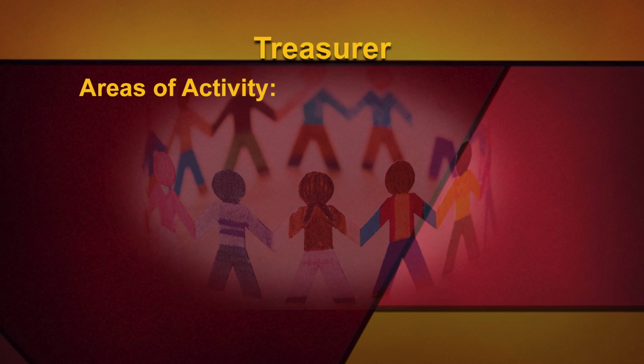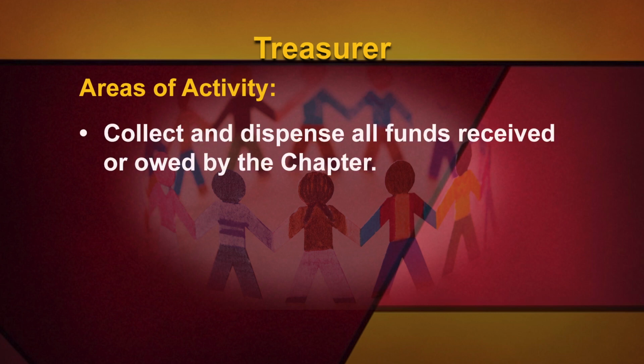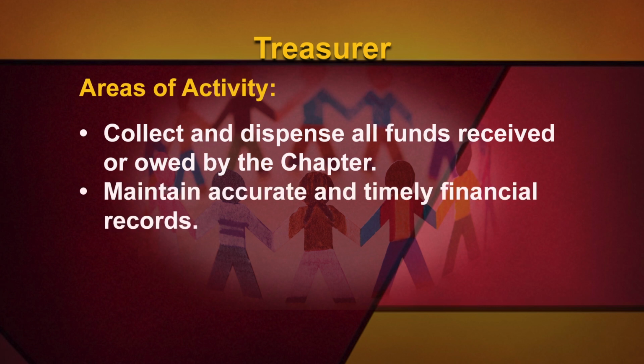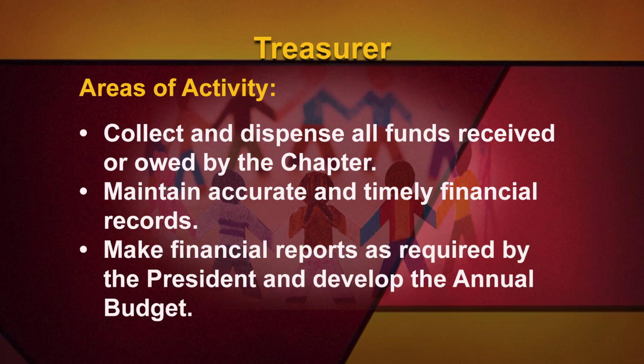Areas of activity. 1. Collect and dispense all funds received or owned by the chapter. 2. Maintain accurate and timely financial records. 3. Make financial reports as required by the president and develop the annual budget.